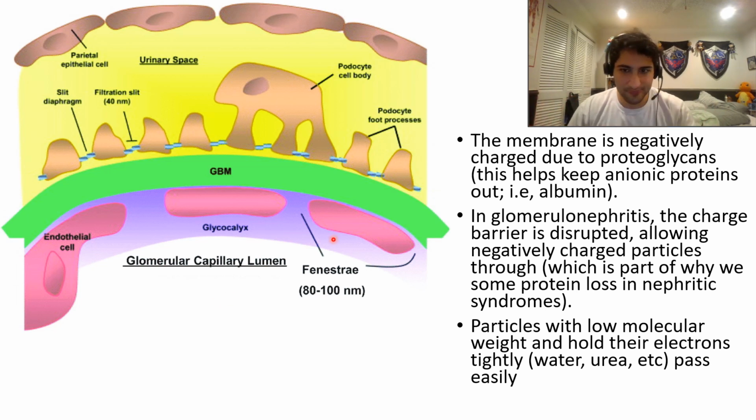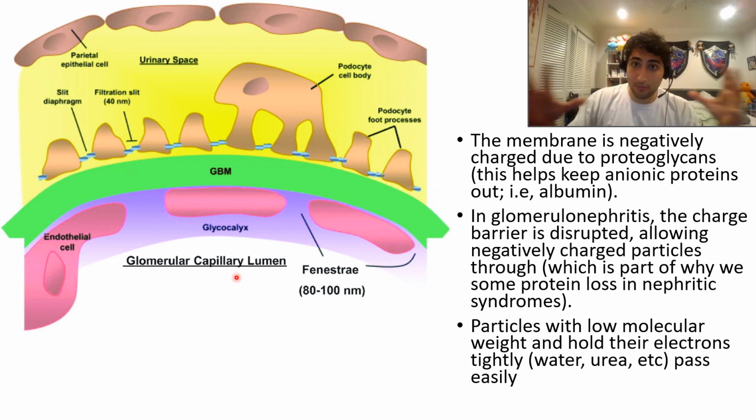All right. So particles with low molecular weight, which means they can get through the filtration slit, and they hold their electrons tightly, like water or urea, they get to pass through easily because they hold their electrons tightly. They're not repelled by the basement membrane, and when they get through, they can also get through the filtration slit. All right, because they're small enough. So low molecular weight, positively charged or holds its electrons tightly, gets through easily.